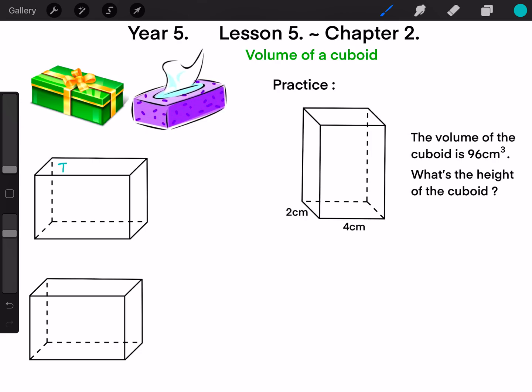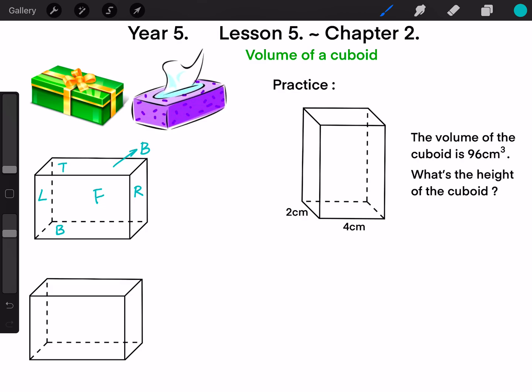Top face and bottom face are opposite to each other. They are identical to each other. Right face and left face are opposite to each other. They are identical to each other. Front face and back face are opposite to each other. They are identical to each other. So, for a cuboid, only opposite faces are identical to each other.